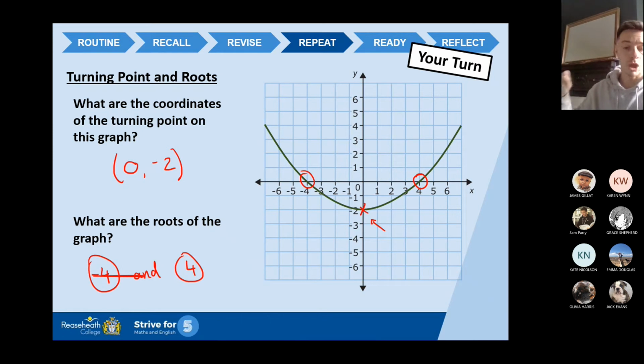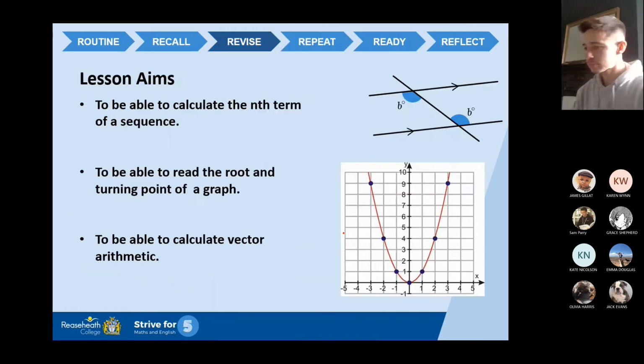So the roots are where the line crosses the x-axis. The turning point is where the line changes direction and starts to go back up. And it's often a very definitive point. You can stick a finger on it, okay? You can put a cross on it and then give those coordinates. Now, it might ask you, what is the y-coordinate? What is the x-coordinate? If it says, what is the y-coordinate, you might only need to give the minus 2, okay? So just read the question carefully, but that's something that's probably been said to you guys many, many times. There's no difference here, okay?